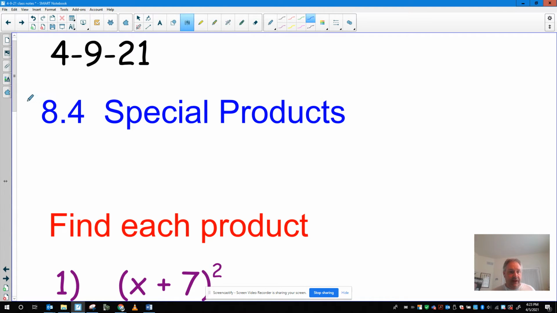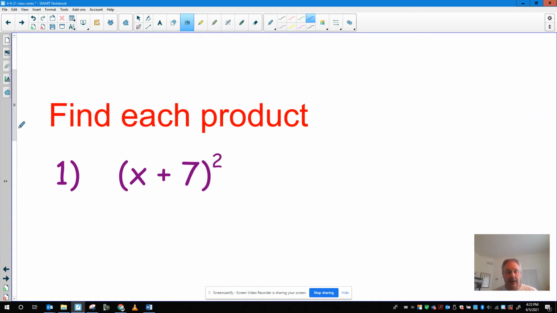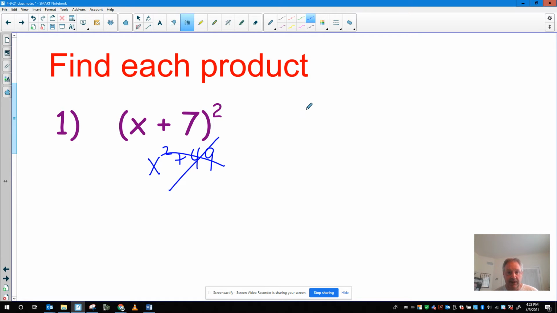So if I ask you to find this product, go ahead and write that down. The students at Holland are just going to square each term and get x squared plus 49. And that's wrong. Okay, that's really, really wrong. That's only what the students at Holland and the Chamonix and those bad schools do. I'm just kidding. Sorry if you have a parent that teaches at the Chamonix.